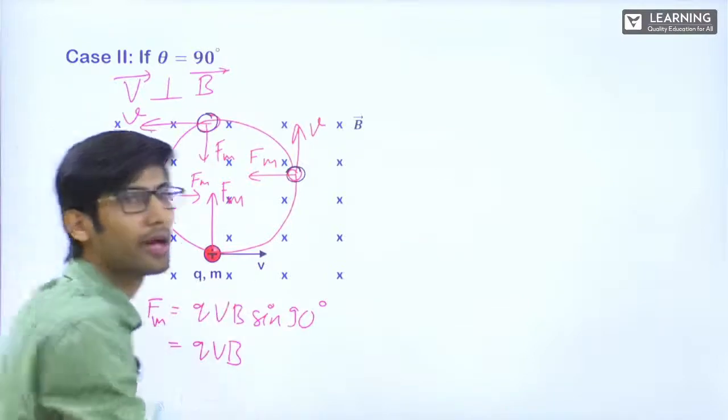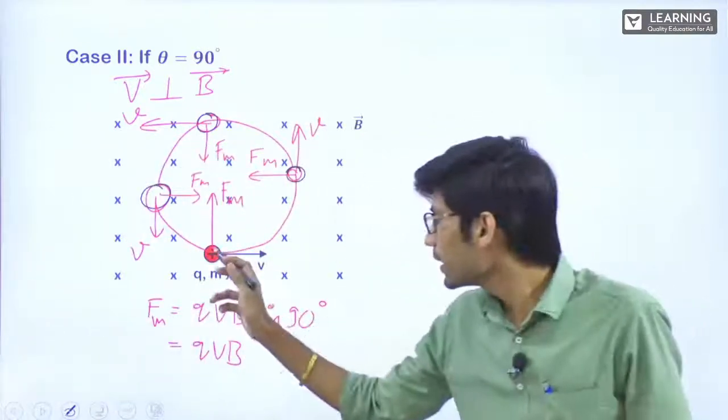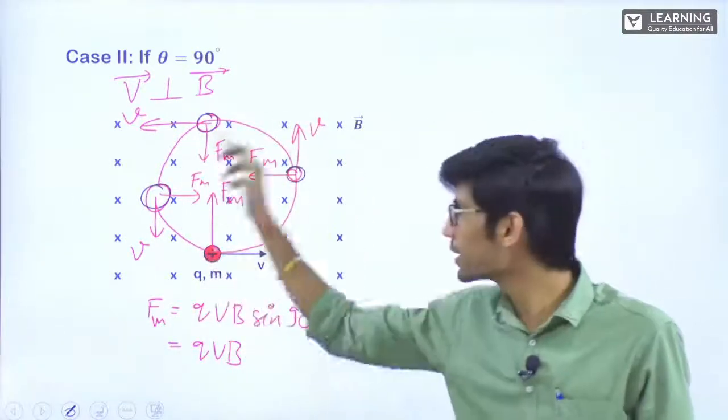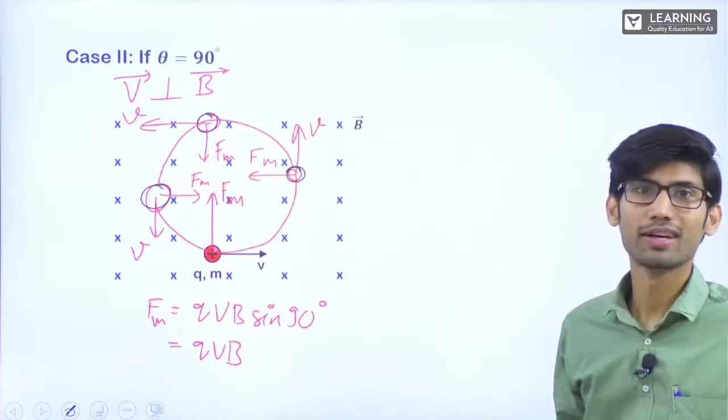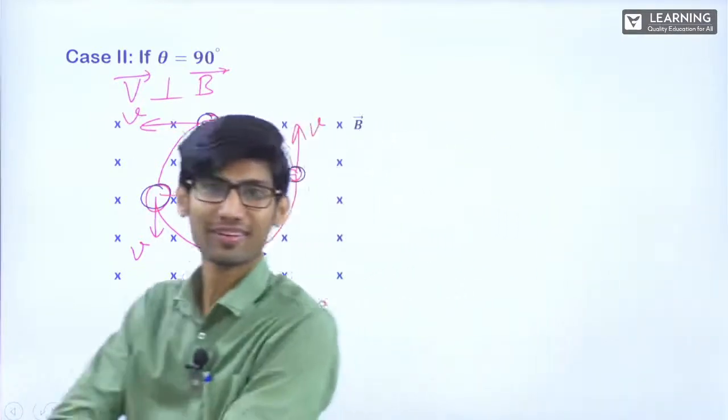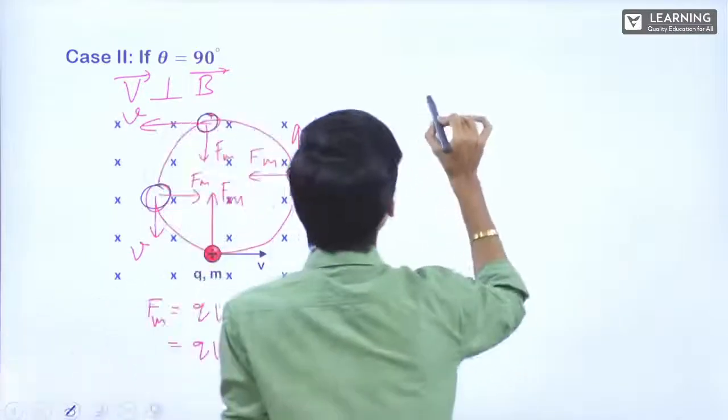Again the same motion will happen. Once the particle comes here, again the same motion. It is circular motion that is happening.